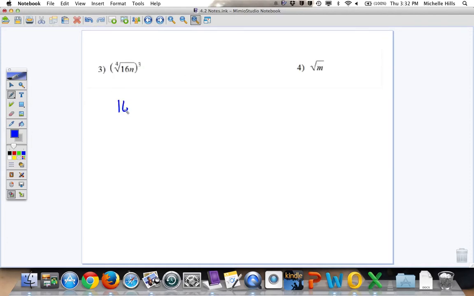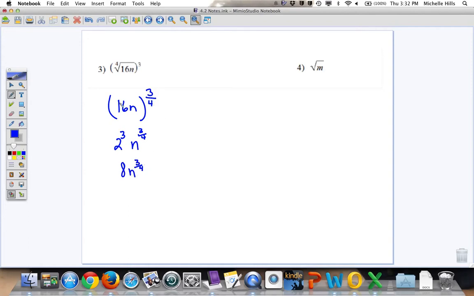Looking at this, my 16n is raised to some power. The 4 is the root. The 3 is the exponent on top, so 16n to the 3/4 power. Now I can take the 4th root of 16 because the 4th root of 16 is 2. So this is like 2 cubed and then n to the 3/4 power. I can't simplify that. 2 cubed is 8, n to the 3/4 power.